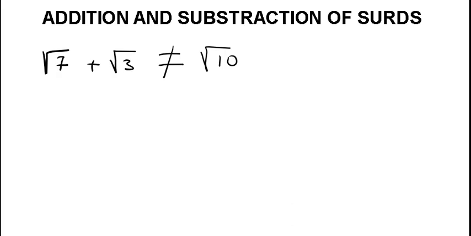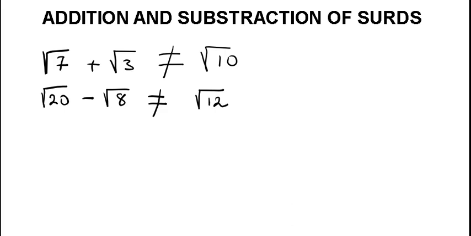You add only when the numbers in the roots are the same. Also, let's look at this. We have root 20 minus root 8. You cannot subtract because the numbers in the roots are not the same. So this is not equal to root 12.